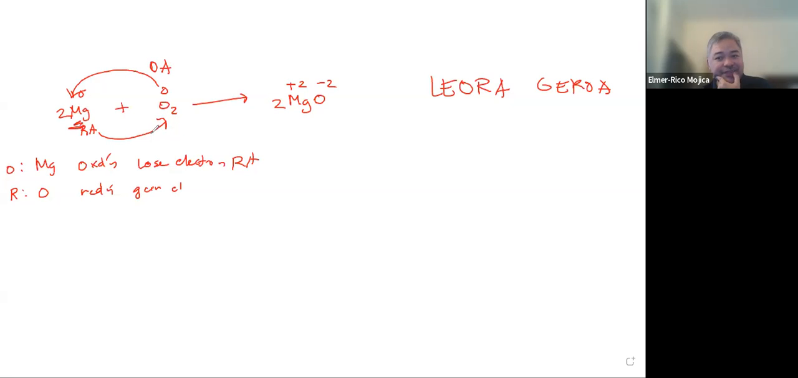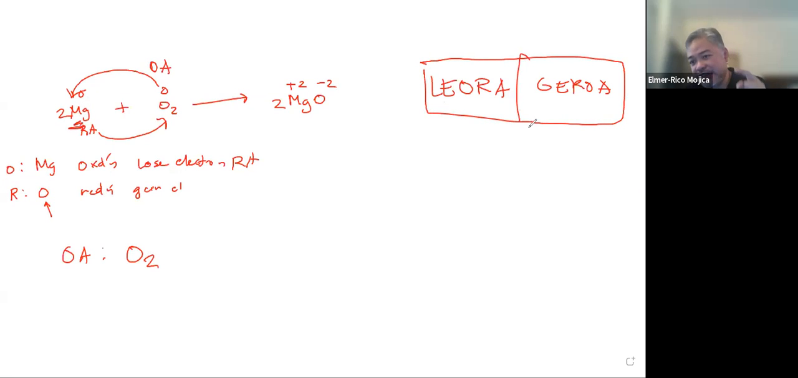Now, the only thing that you have to remember is that the one that is reduced... But if you're asked what is the oxidizing agent, you have to write O2, because it's the whole oxygen that is responsible for the oxidation of magnesium. So I think this is the thing that you need to remember.